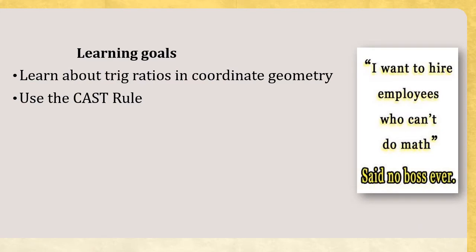Our learning goals: we're going to learn about trig ratios in coordinate geometry. So we're no longer talking about triangles necessarily. We're going to use something called the CAST rule. We're going to learn about the CAST rule. We're going to learn about the Bowtie rule. There's going to be lots of information coming at you. Exciting stuff.